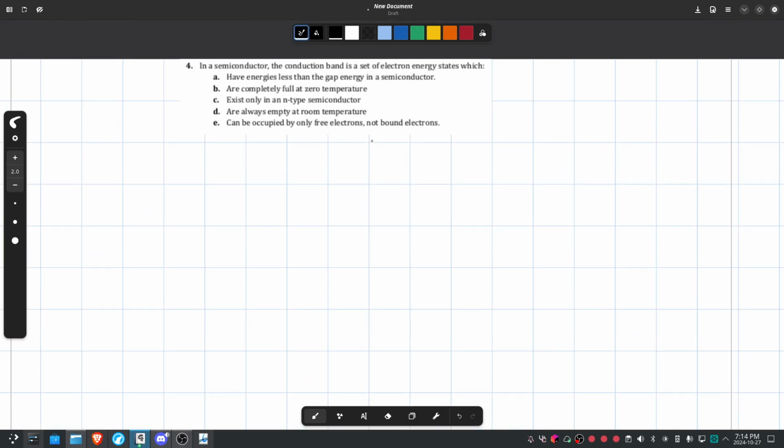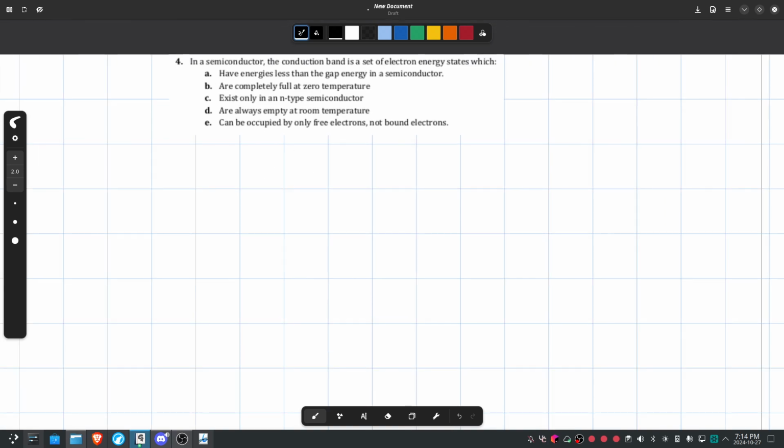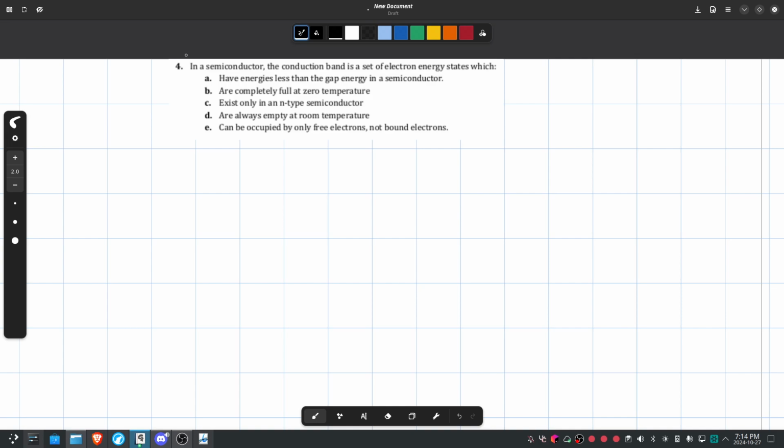In a semiconductor, the conduction band is a set of electron energy states which: A, have energies less than the gap energy in a semiconductor; B, are completely full at 0 temperature; C, exist only as an n-type semiconductor; D, are always empty, and so on. Okay, let's go through each one by one. Oh, hey, it's a Fermi energy levels question.